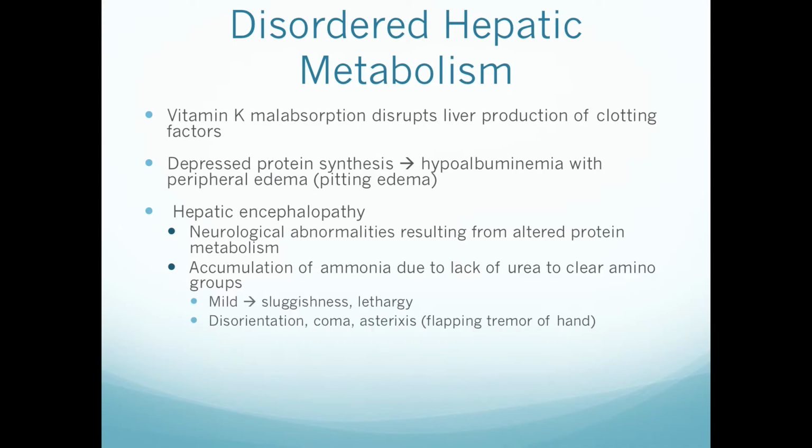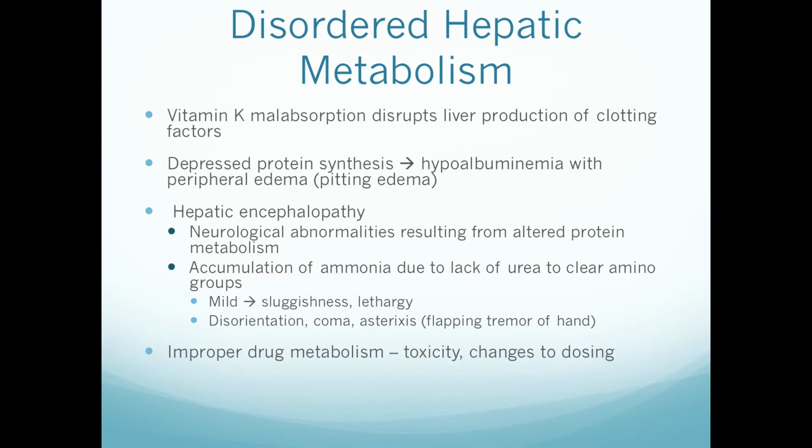When there is a mild development of ammonia, people just feel kind of tired, lethargic, the same types of things you see with any accumulation of a heavy metal. And then it can progress into full-on late coma scale things, so feeling disoriented, going into a coma, developing a flapping tremor of the hand called asterixis.